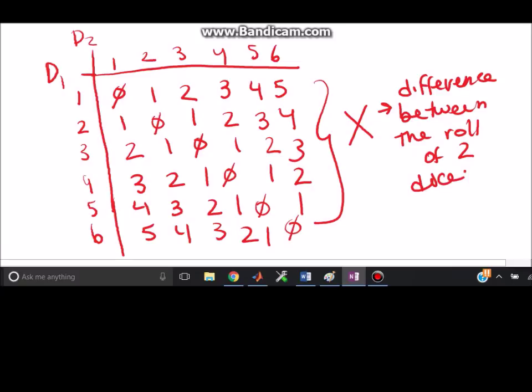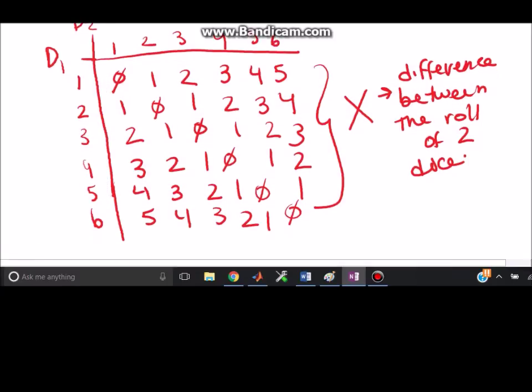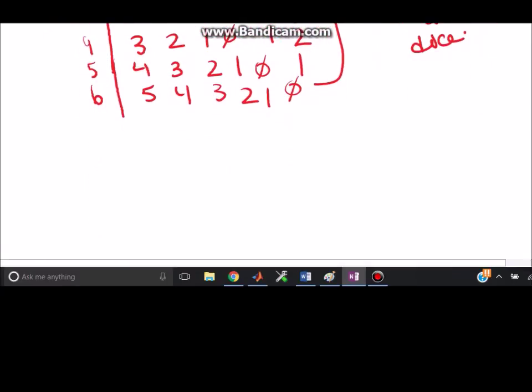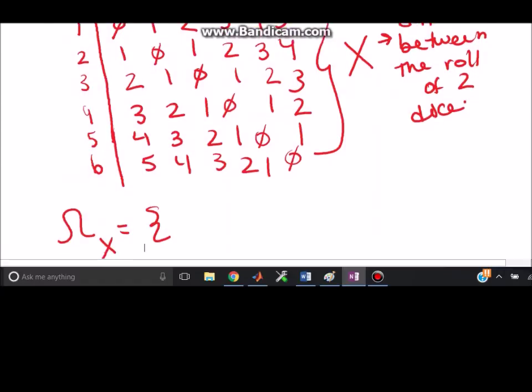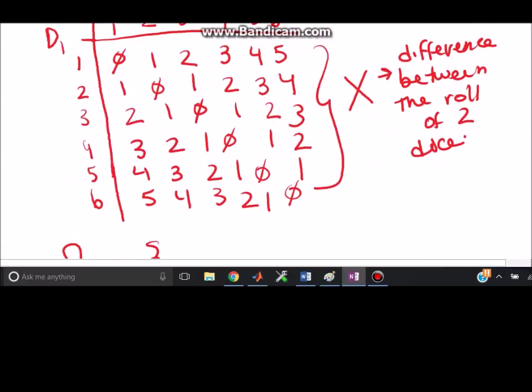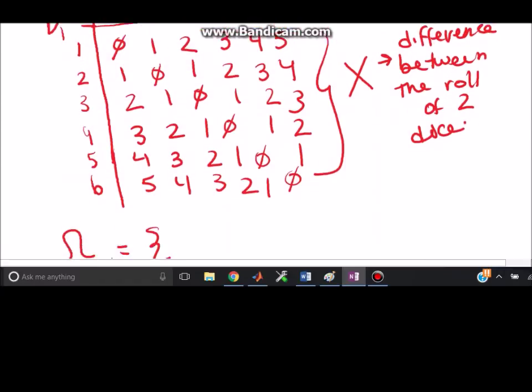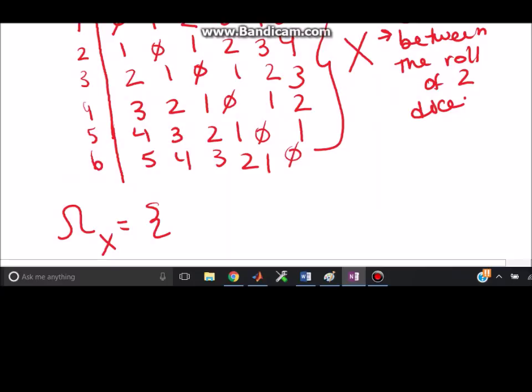Okay, so now we want to figure out what the sample space of a random variable is. That would be, I guess, the first step, right? What values can our random variable take on? So the sample space is what? So our random variable can take on 0, 1, 2, 3, 4, and 5.